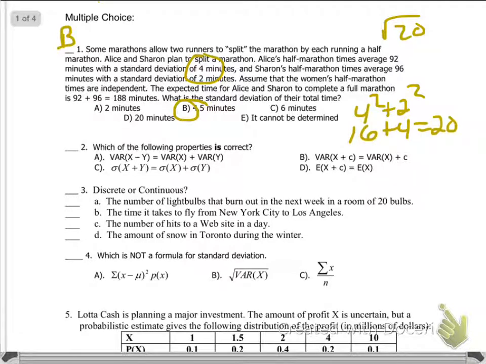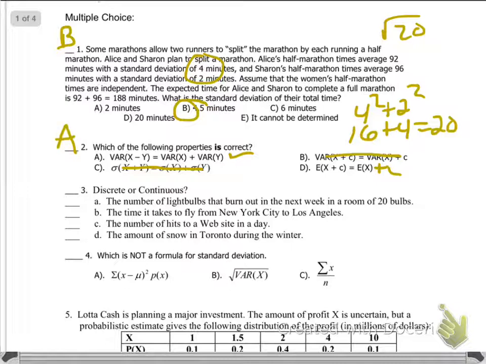Okay, which of the following properties is correct? Well, we know A is correct, right? Whenever we subtract variance, we add, so A is correct. C is not correct because it's not about variance, it's about square roots, and our formulas are not about square roots. Let's go over to B. When we add a scalar to variance, remember the scalar goes away, so B is not correct. And in D, when we add a scalar to expected mean, it's going to be the expected mean plus the scalar. So D is not correct.